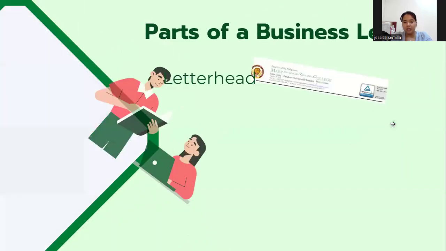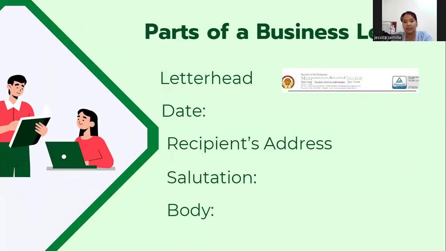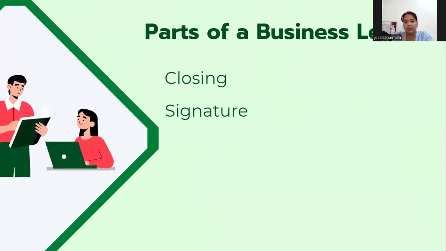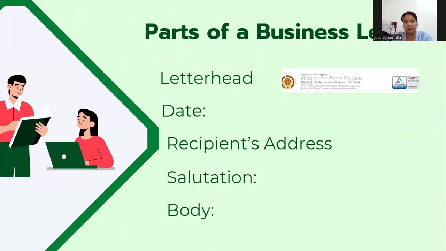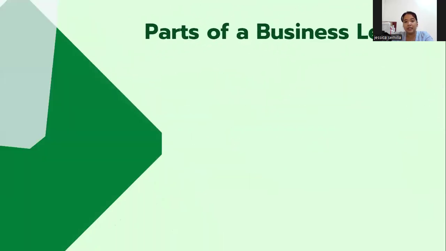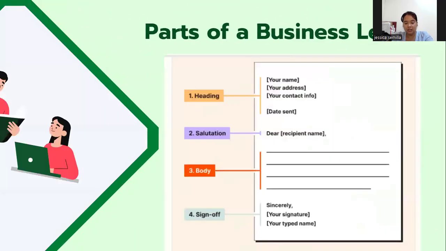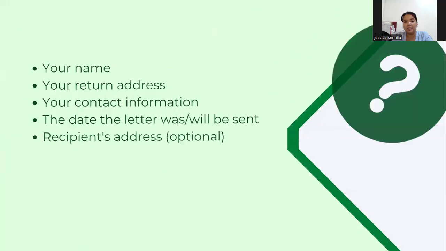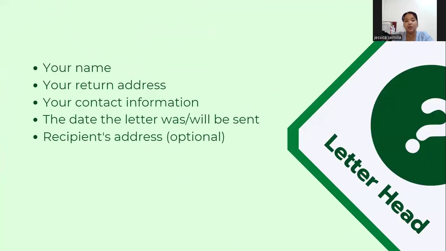So these are the common main parts of a business letter: the letterhead, the date, the recipient's address, the salutation, the body, and the closing, and of course the signature. In the other letters that you have written way back in high school, these are already included, but we're going to look at it in a formal way of writing, particularly the business letter. These are the common contents of the parts of a business letter.